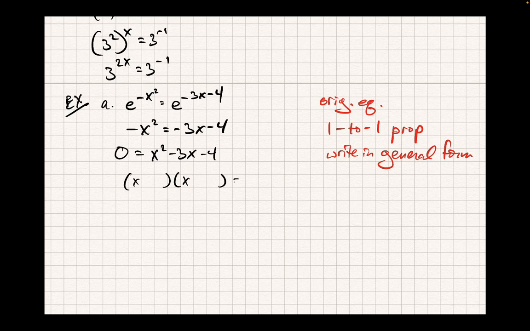Yes, factor, because factoring is faster and easier. What do I need my pluses and minuses to be? One to be minus and one to be plus. So x minus 4, x plus 1. Minus 4 plus 1 gives me minus 3, and multiplied together they give minus 4. So that gives me x equals negative 1 and 4.